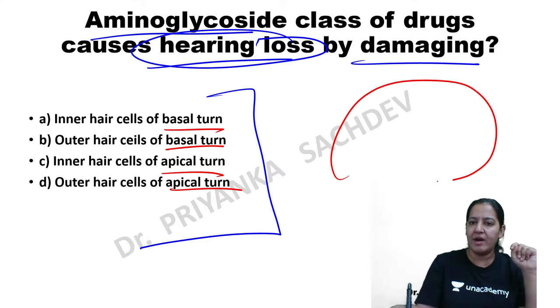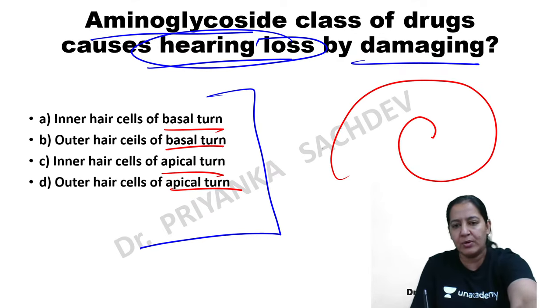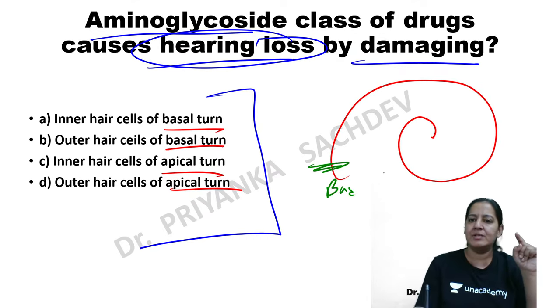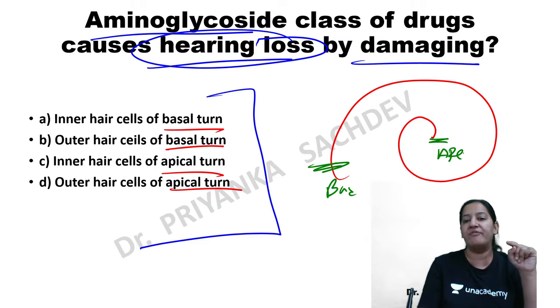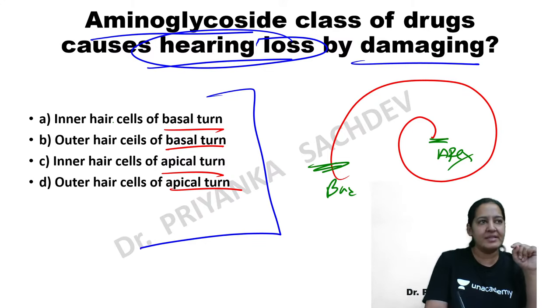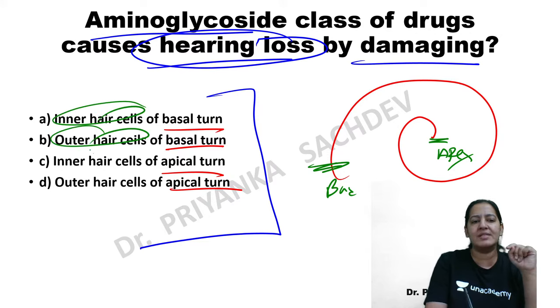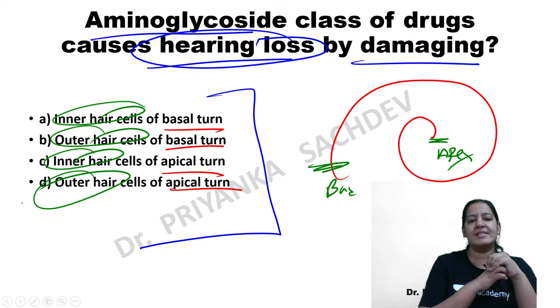You know, the cochlea has 2.5 turns, right? So, this one is known as the base, and this one is known as the apex. So, damage starts from where? Which cells are most sensitive? And the second question, is it inner cell or outer cell? Which cells are damaged first?